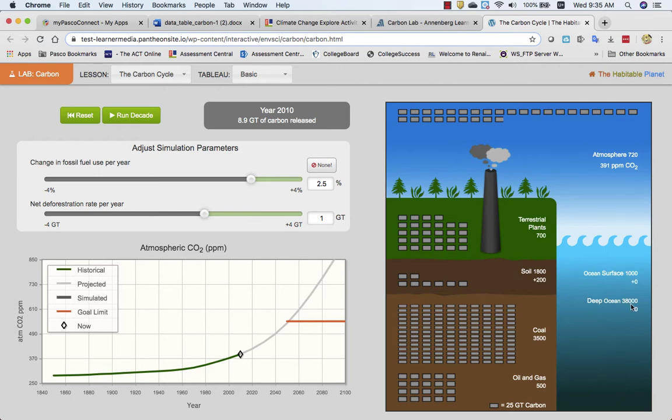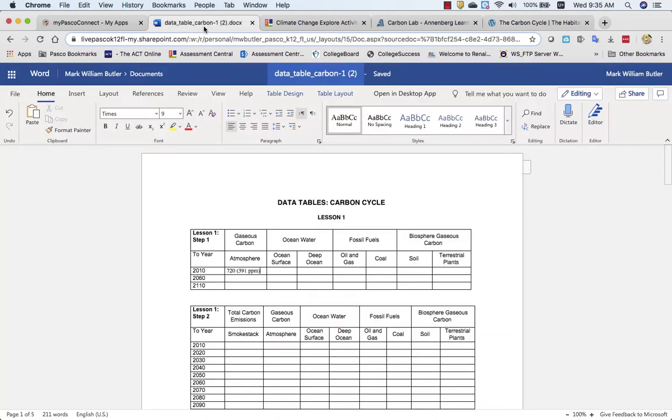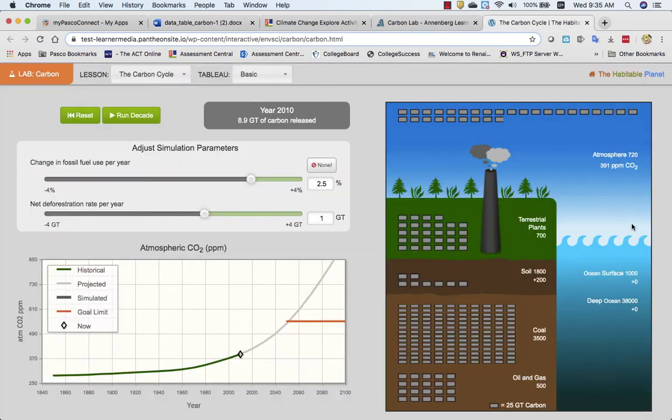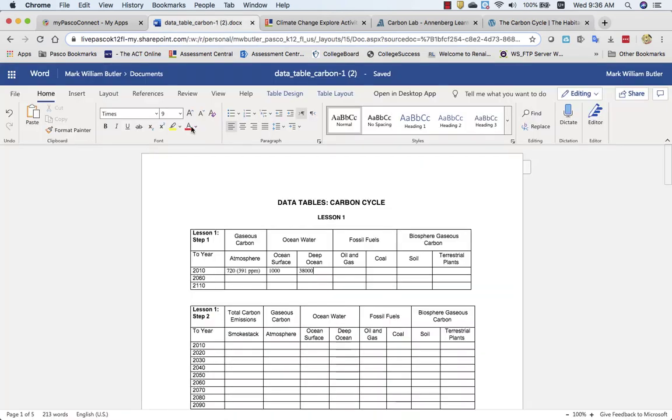Deep ocean is 38,000. So 1,000 and then 38,000. Pretty easy so far. Then we're going to come around the horn here and go down here. Oil and gas is at 500. Coal is 3,500. So oil and gas 500, coal 3,500.